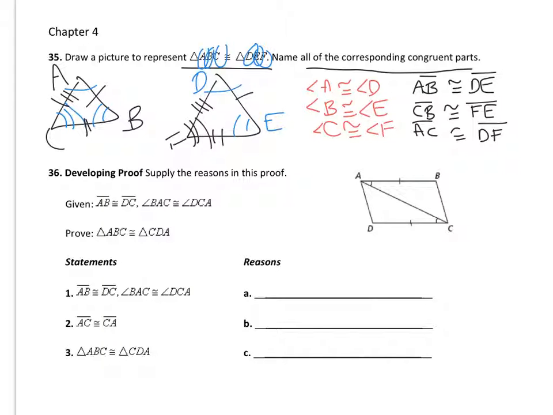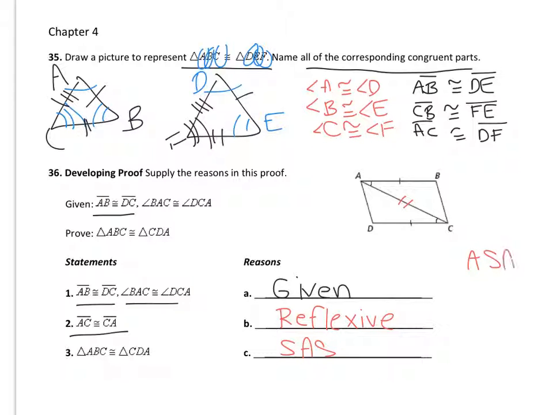And then with proofs here, supply the reasons in this proof. So why is AB congruent to DC and these angles congruent? That's given. Now I need to make sure that they're marked on my diagram. So they are. The segments and the angles are congruent. Why is AC congruent to CA? That is reflexive because they share a side. So the triangles are congruent by side, angle, side. So triangles can be congruent by angle, side, angle, angle, side, side, side, side, side, angle, angle, side, or hypotenuse, leg.